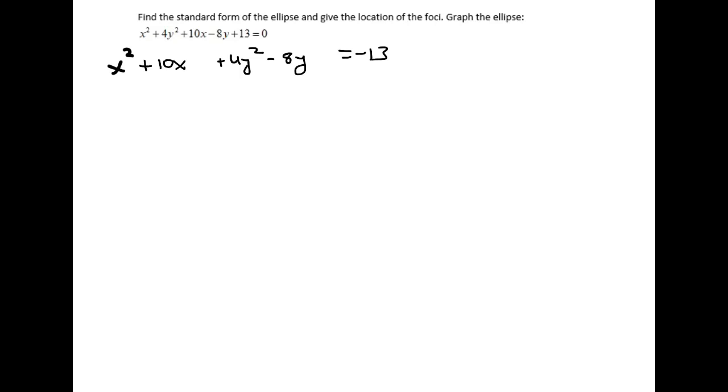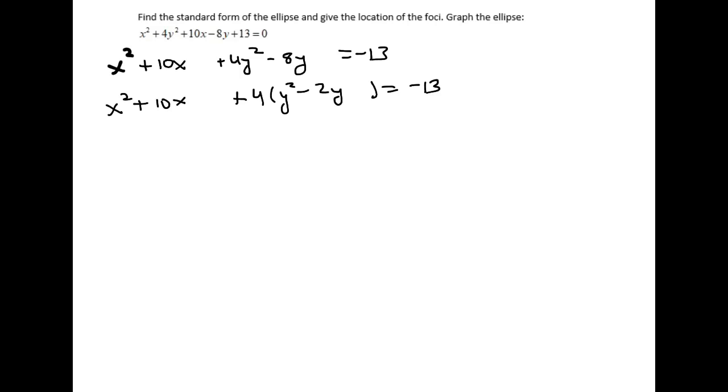Okay. Now, at this point we want to complete the square, right? So the next thing we want to do, I should say, is factor out the 4 from these y terms. So we take out the 4 from the y squared, and then we factor out the 4 from the 8y, that gives us a 2y here, okay? And that equals negative 13.